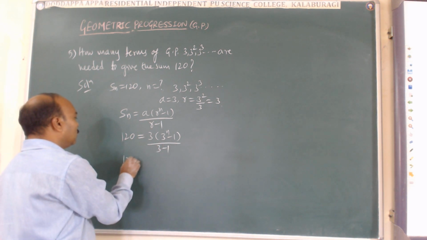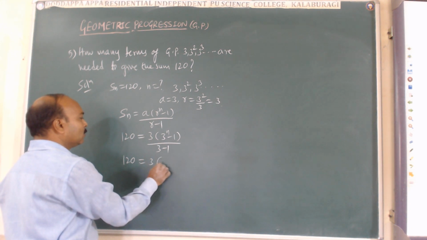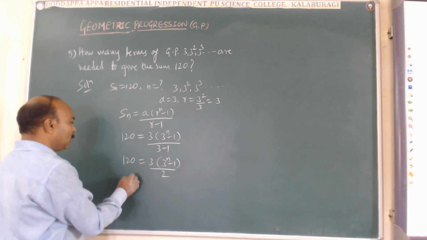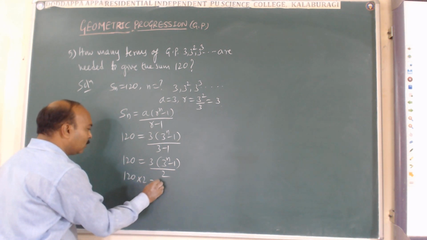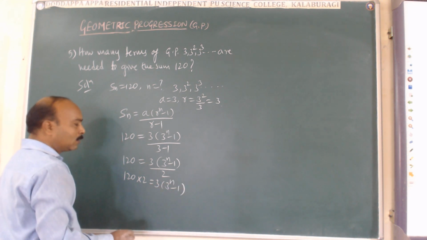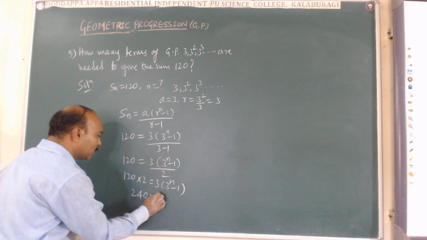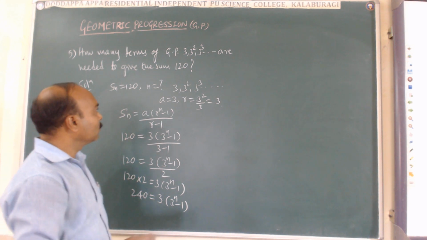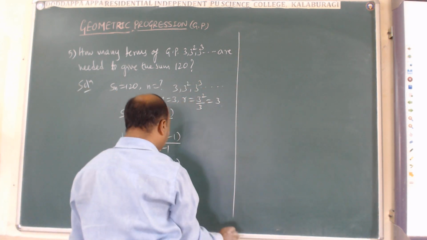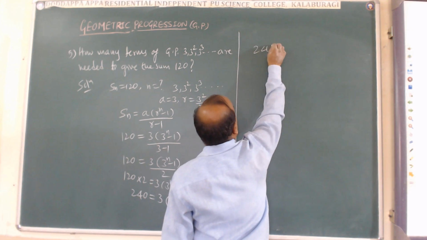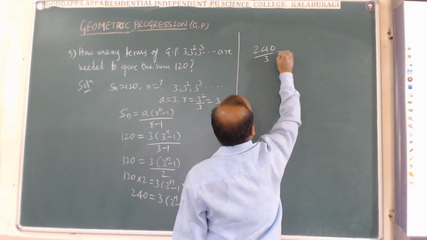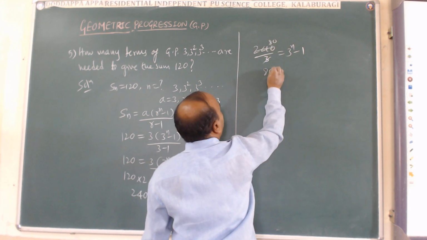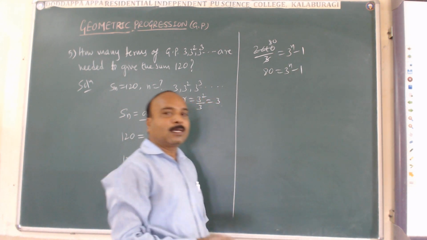Now 120 equal to 3 into 3 power n minus 1 divided by 2. By cross multiplication we get 120 into 2 equal to 3 into 3 raised to n minus 1, or 240 equal to 3 into 3 raised to n minus 1. Now simplifying this we get 240 by 3. Take 3 to this side, it is 3 raised to n minus 1. The 3 cancels, 80 equal to 3 raised to n minus 1 we are getting.